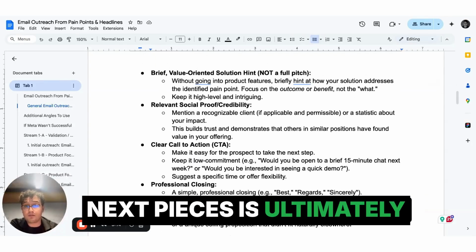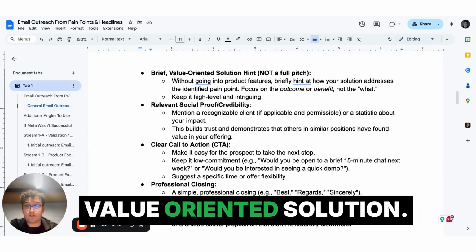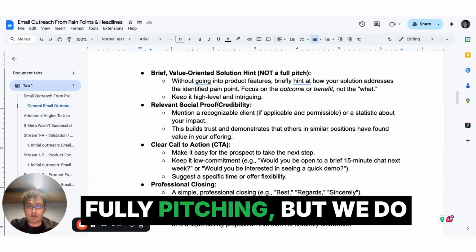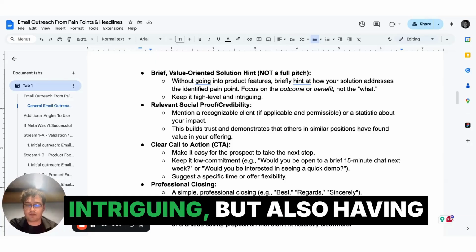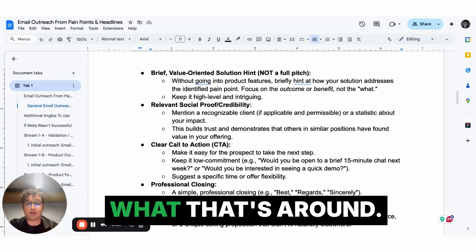One of the next pieces is ultimately we also want to have a brief value-oriented solution. This idea of, we're not fully pitching, but we do want to talk about some of the outcomes or benefits, kind of keeping it high level, intriguing, but also having some clear articulation of what that's around.